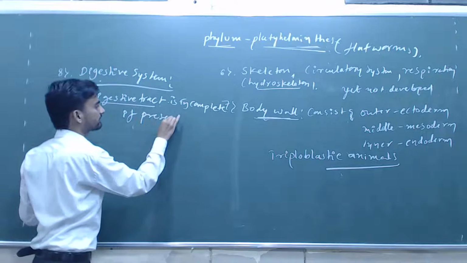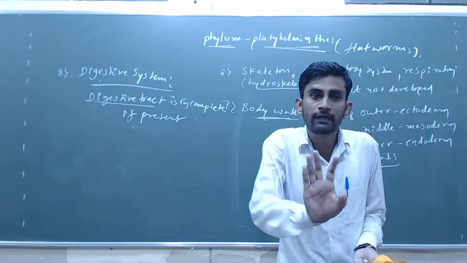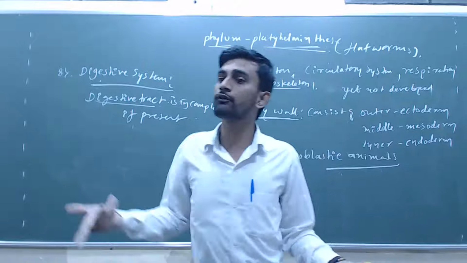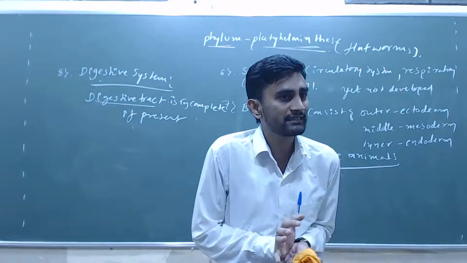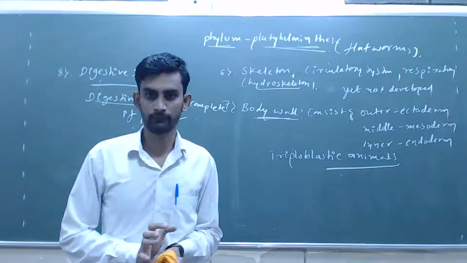If present, in the sense that in some flatworms you will not find a digestive tract at all. Then how will they get nutrition? Through the general body surface by the absorption process. Some parasites you can take. What is a common human parasite? Taenia solium. Have you heard the word tapeworm? Tapeworm is one of the flatworms belonging to this Platyhelminthes only.